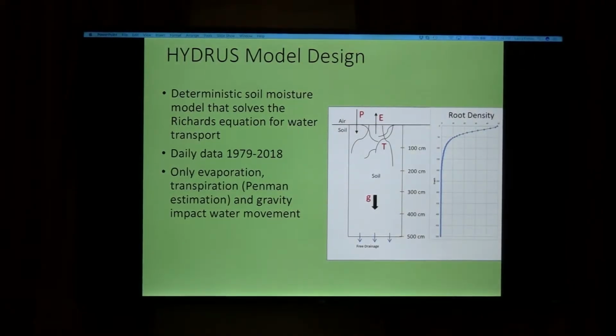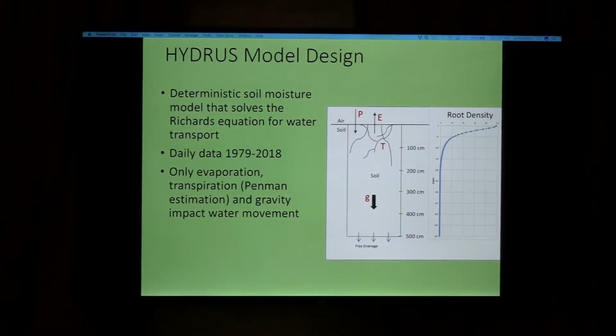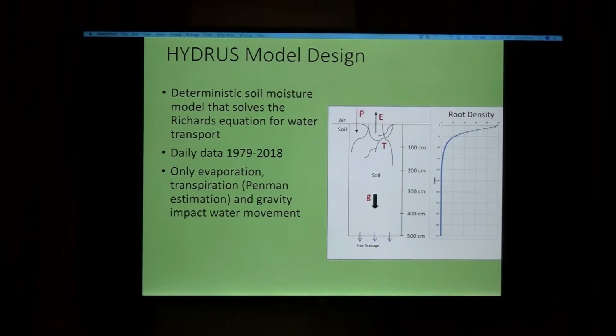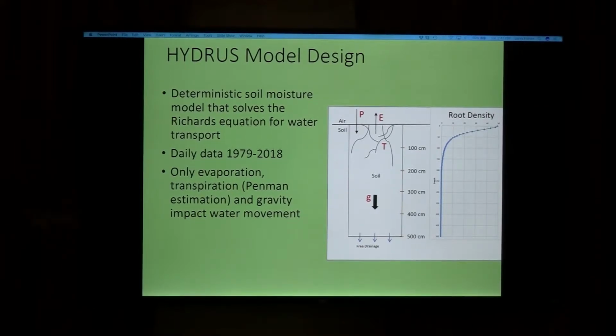So this is our model. We're using a model called Hydrus, which is a soil moisture model that solves the Richards equation for water transport. We're simulating data from 1979 through 2018 to get a time series of soil moisture. We have one major input to the model, which is precipitation, and then 3 major outputs from the model, which are evaporation, transpiration from our roots, and any water that's left in the profile that makes it past our root zone will be taken into the profile by gravity.